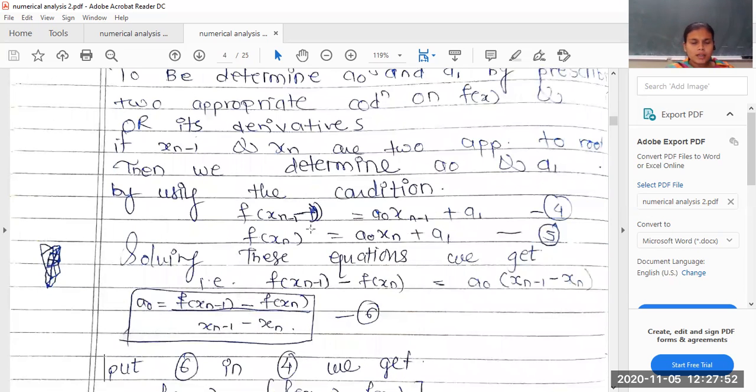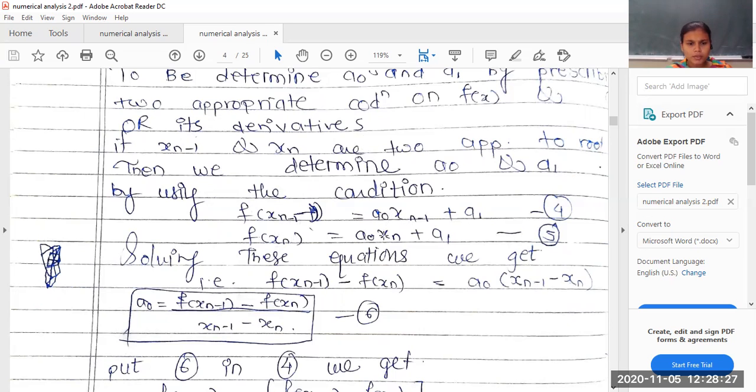For that, let us go back. I hope you have solved the example in which, suppose the root you have found up to x4, there will be a very small difference between the values of x4 and x5. For that we will assume that suppose x_(n-1) and x_n are the two approximate roots, then determine the values of a0 and a1 using those conditions. So let us put f of x_(n-1) from our equation. It is a0 x plus a1. So whenever you have x, put x_(n-1). So in this way we have these two equations.